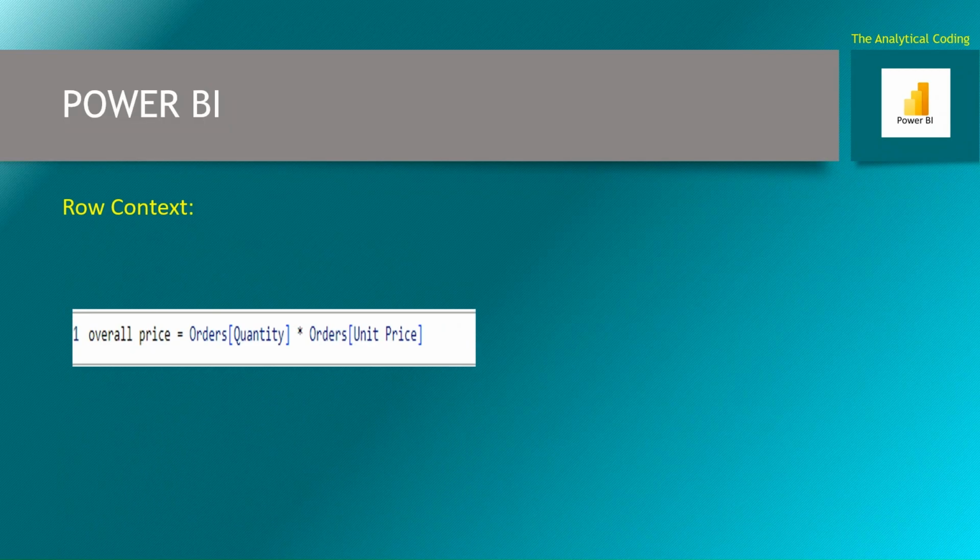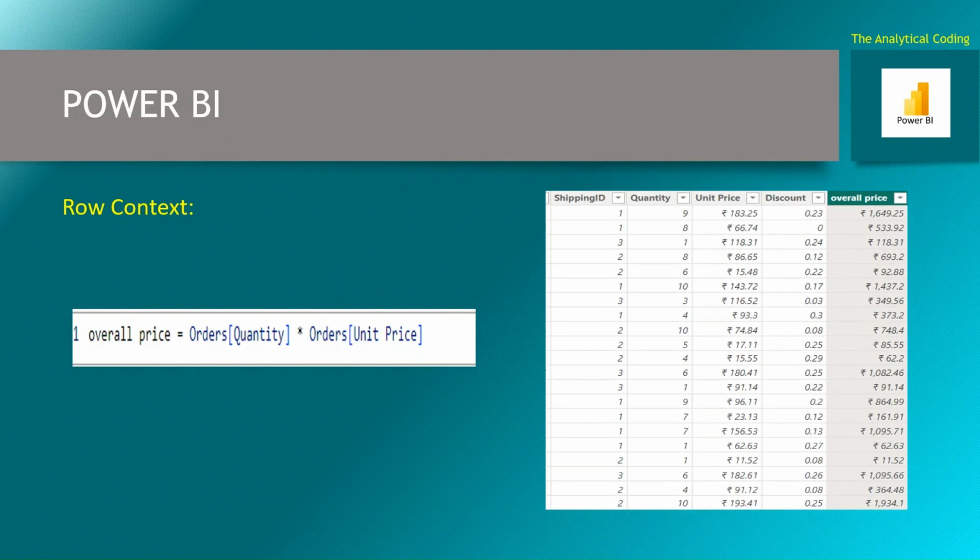Coming to row context, DAX automatically applies row context when a calculated column is created because the formula processes each row individually. Let us take an example where we are creating a new column, Overall Price, which is calculated based on price and quantity. Here DAX evaluates quantity and price for each row to compute the result for that row, and we can see that clearly here, right? So Overall Price is calculated for each row.